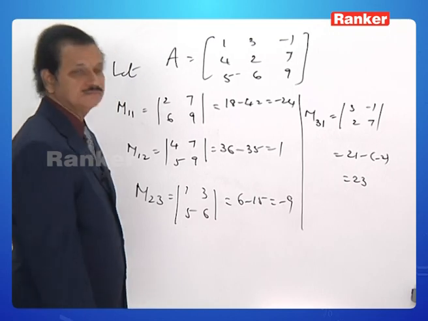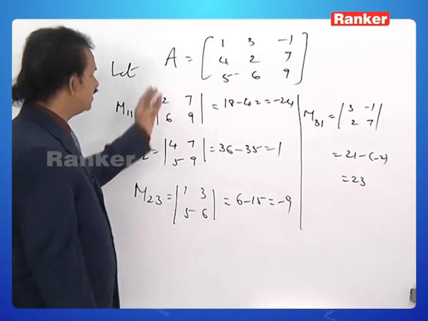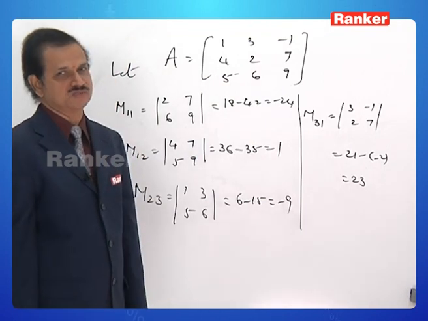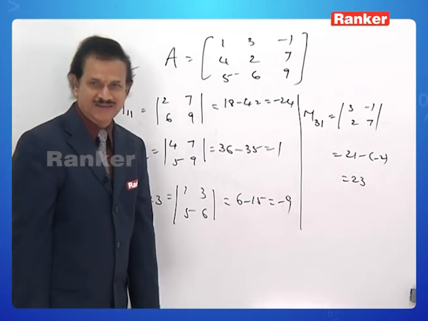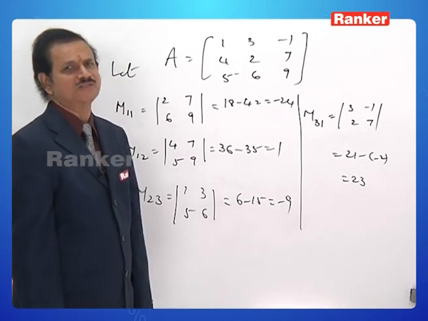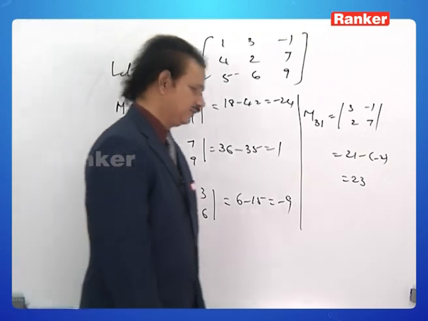Okay, these are minors. How many minors will be there for A? As there are 9 elements, 9 minors will be there. If A is a 4 by 4 matrix, how many minors of the elements will be there? 16 elements are there, so 16 minors will be there. Well done. Next one.